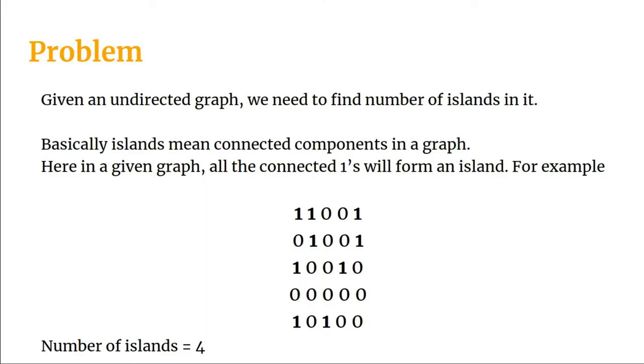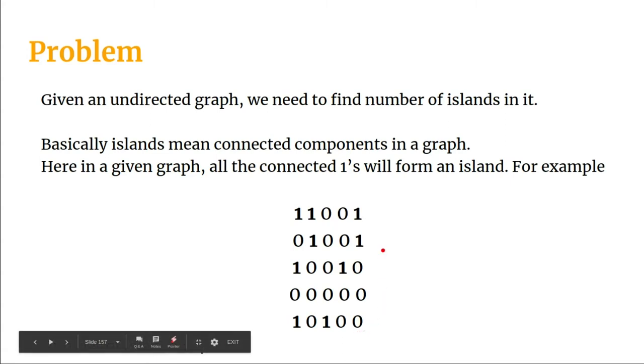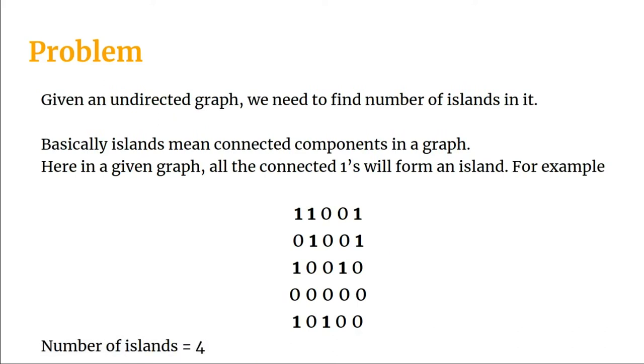It says, given an undirected graph, we need to find the number of islands in it. Now what is an island? Basically, islands mean connected components in a graph. So how do we define that? Suppose this is a graph given here. This is the adjacency matrix of the graph, and you can see that it's basically a 2D array. In some places it holds a value of 1, in other places it holds a value of 0. All those ones which are connected to each other form an island.